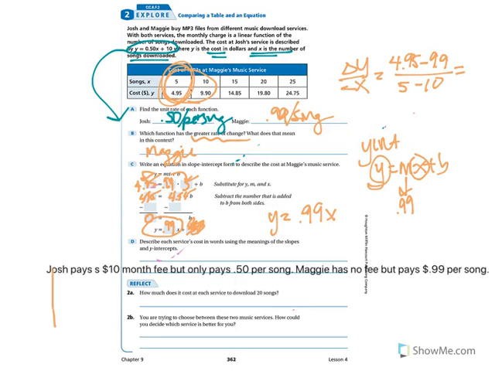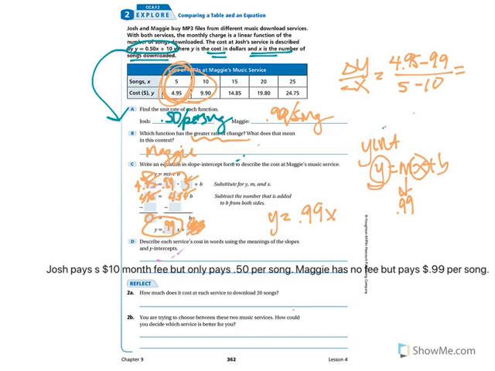But if you're not getting so many, like in Maggie's case, then you don't need to. All right, so I just wrote out the answer there. Josh pays a $10 monthly fee, but pays only 50 cents per song. Maggie has no fee, but pays 99 cents a song. So part 2A says here, how much does it cost at each service to download 20 songs? So if they're each downloading 20 songs, what would that cost be?